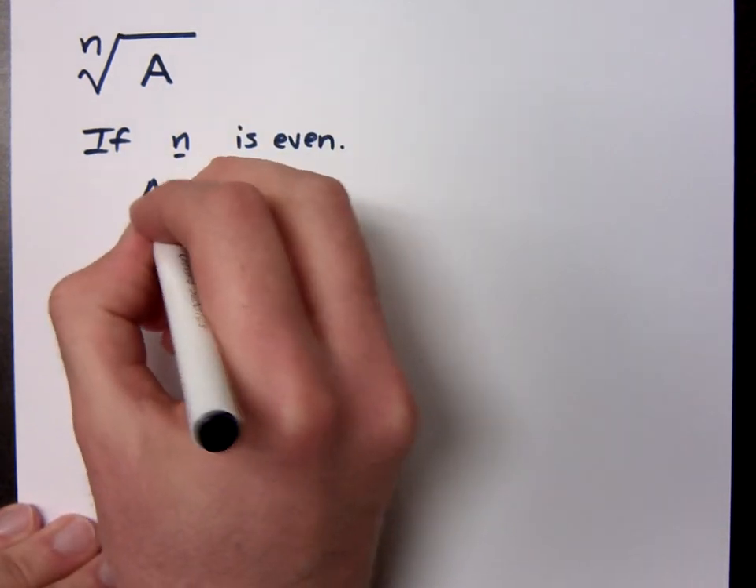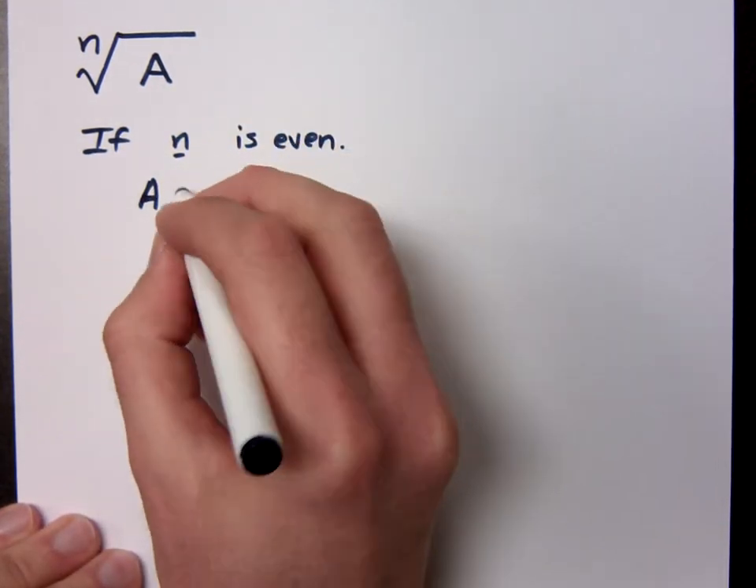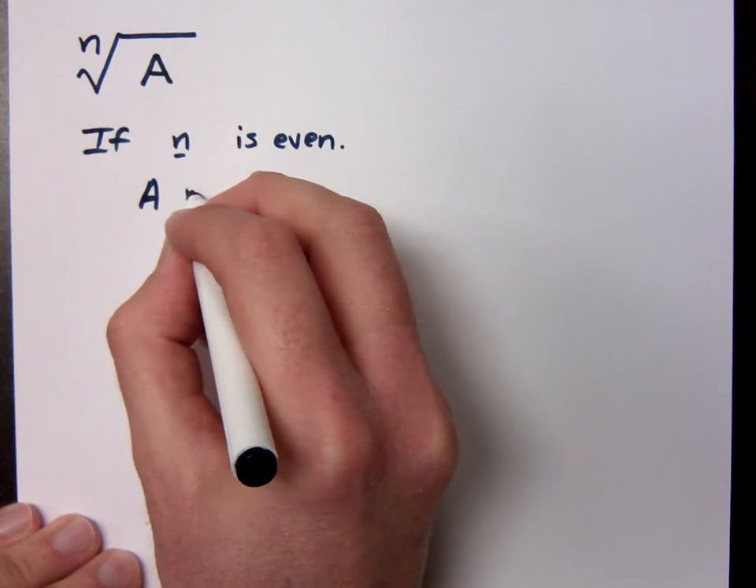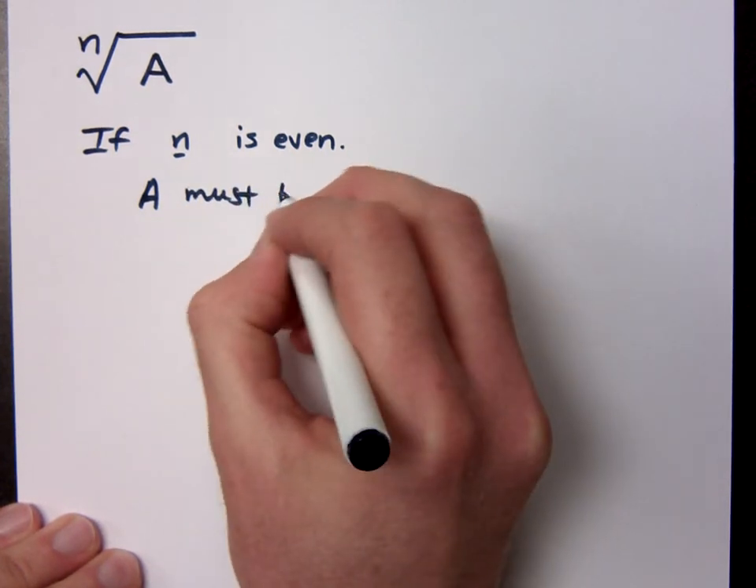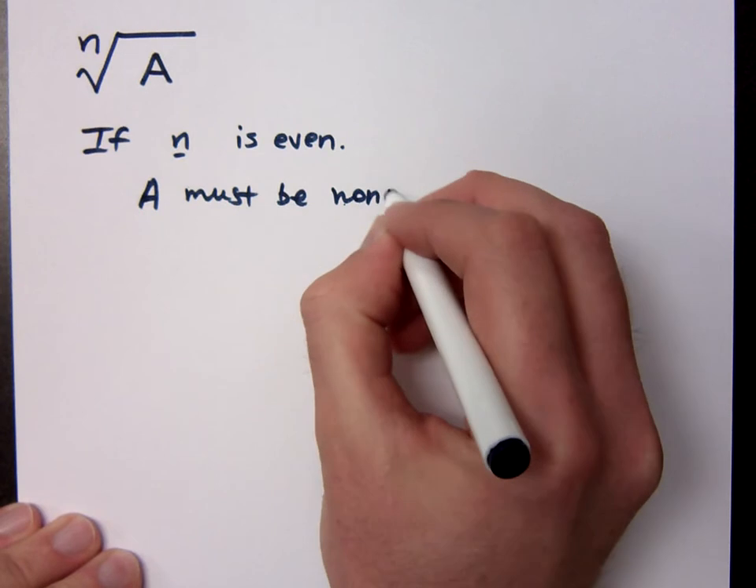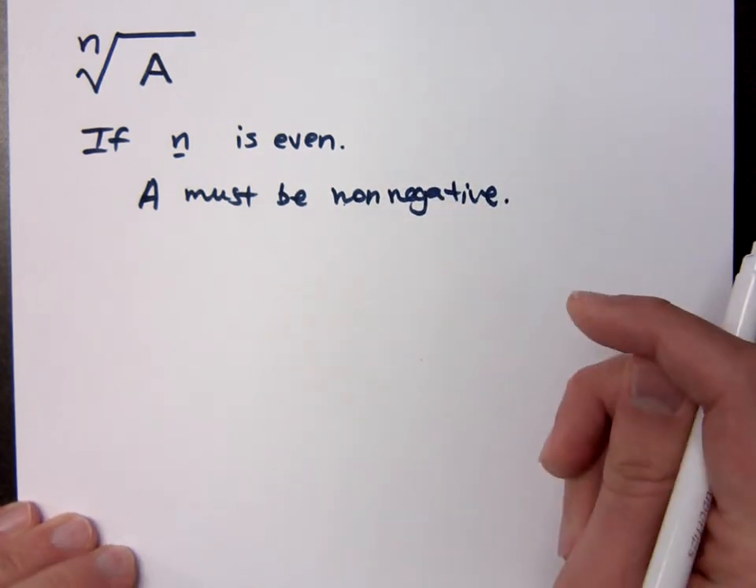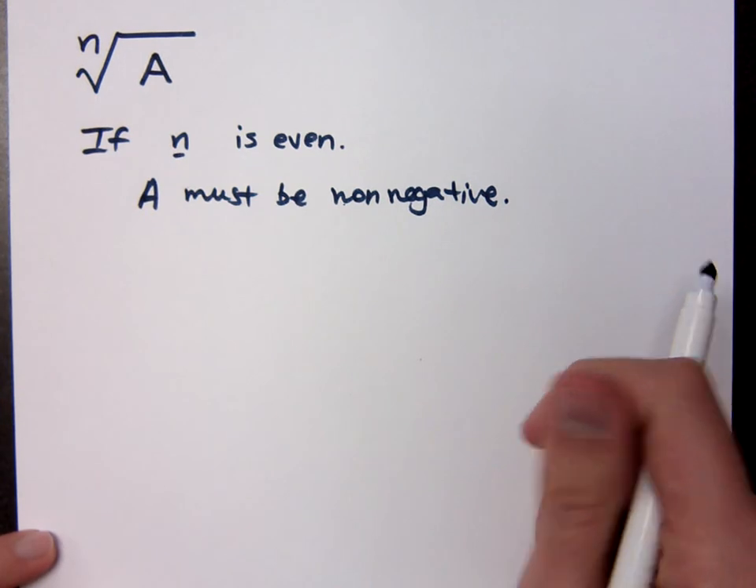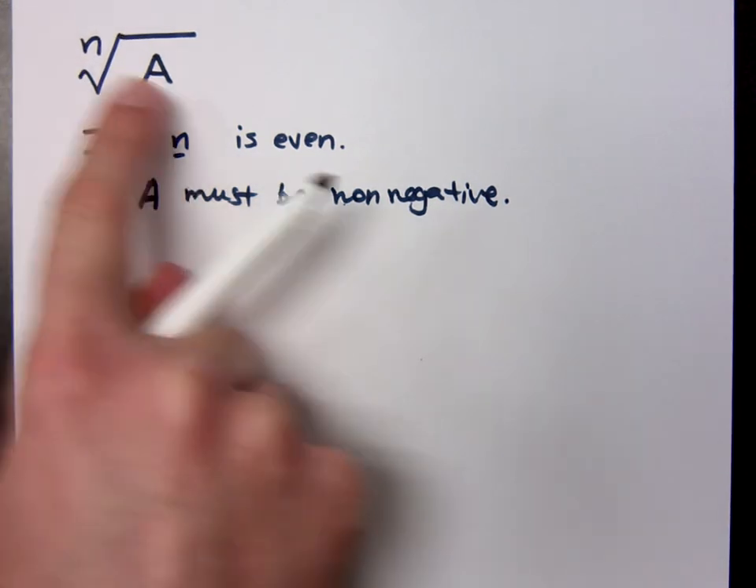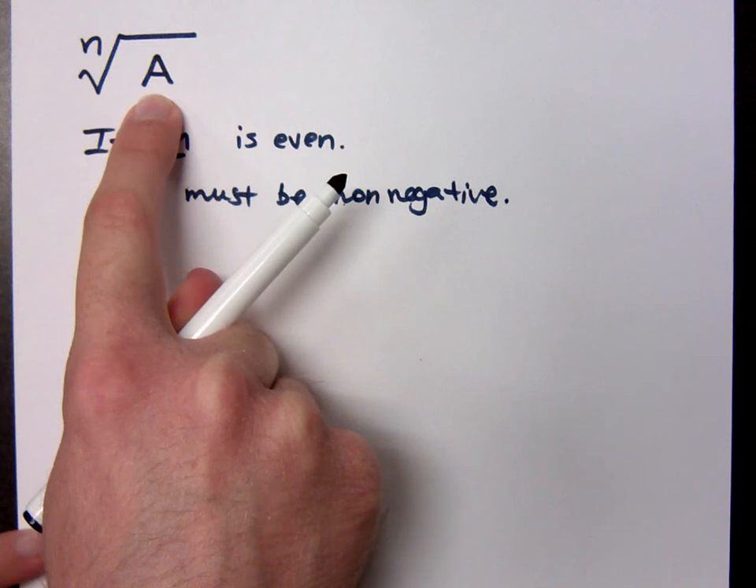That means that the radicand, the stuff inside, must be non-negative. The radicand must be non-negative. Okay, if this is an even index, you can't plug in negative numbers.